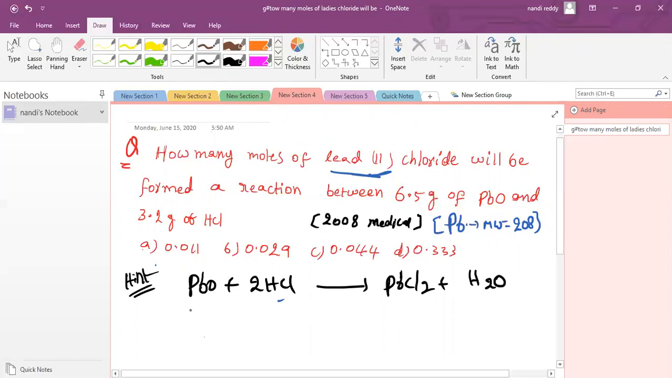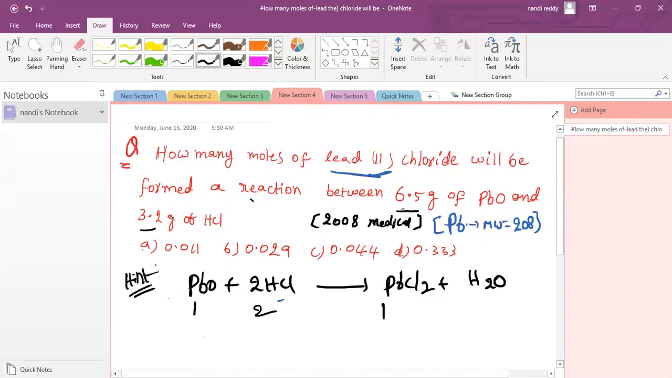This is 1 mole in front of this. This is 2 moles. We are getting 1 mole. Clear? Then here they mention weight. You can calculate the number of moles. If they mention weight, how do you calculate the number of moles?